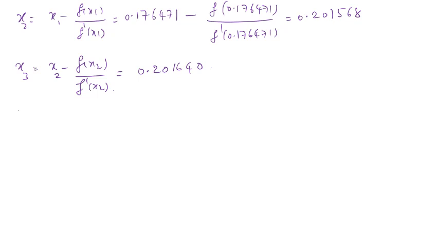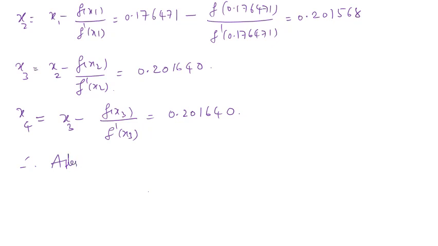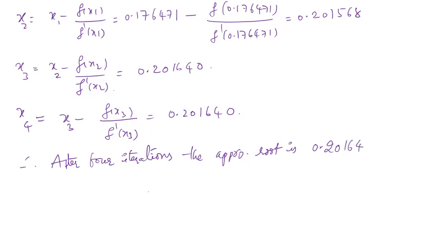0.201640. Similarly, last iteration, perform 4 iterations. So fourth root is x3 minus f of x3 by f dash x3. This root is 0.201640. Therefore, after 4 iterations, the approximate root is 0.201640.